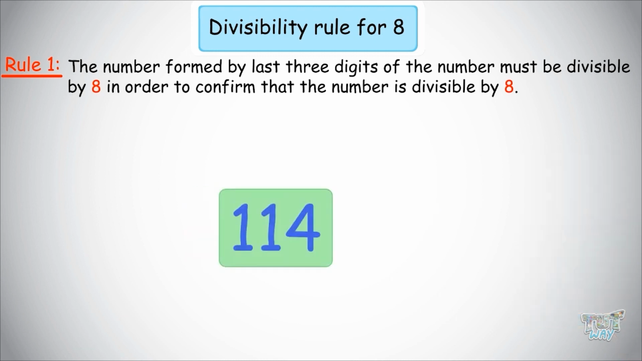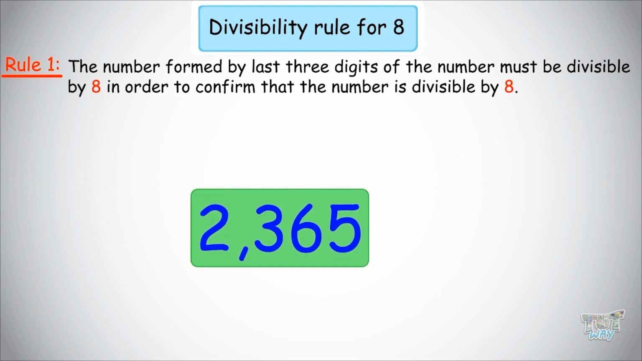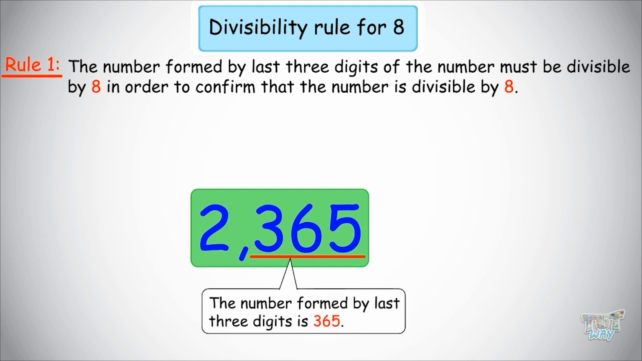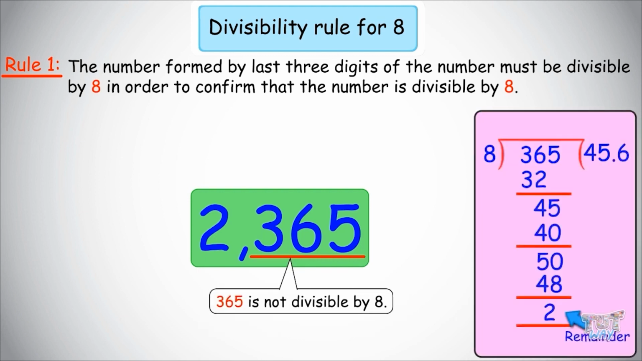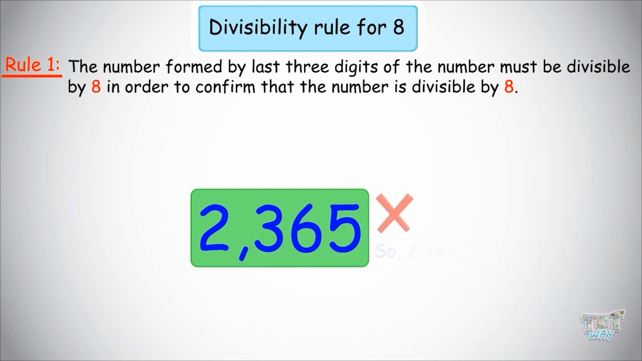Next number is 114. This is a 3-digit number, and we have just learned that for numbers that have 1, 2, or 3 digits, the rule does not apply. You need to use actual division. Next number is 2365. It's a 4-digit number, so we can use the rule. As per the rule, the number formed by the last 3 digits should be divisible by 8. The number is 365. 365 is not divisible by 8, so this number will not be divisible by 8.